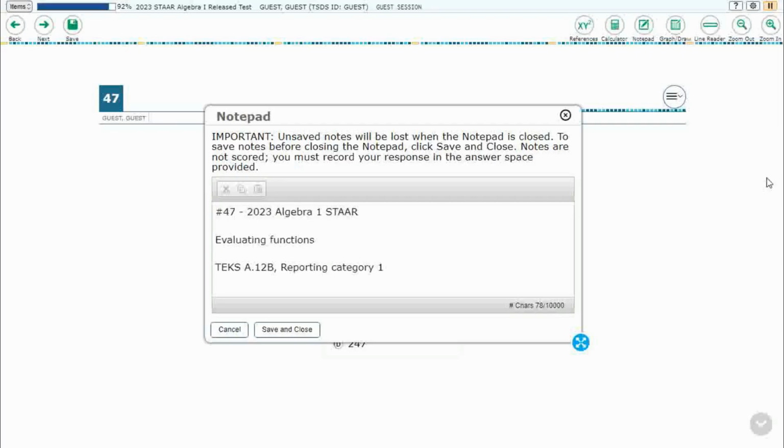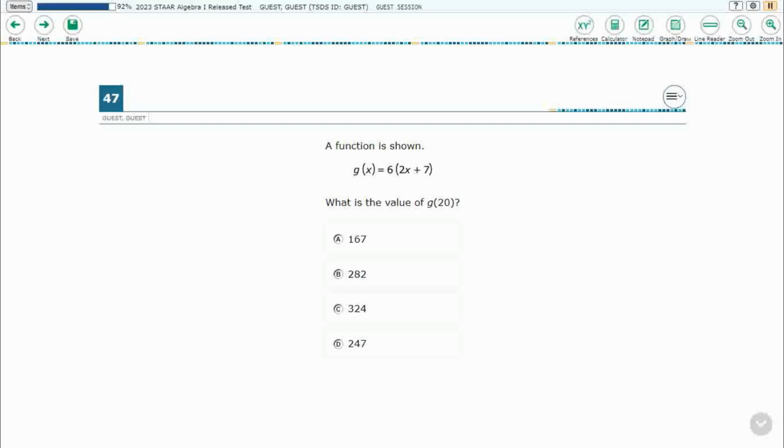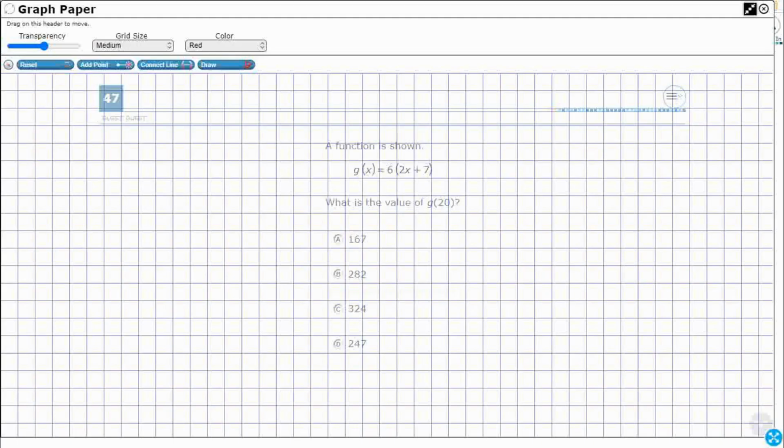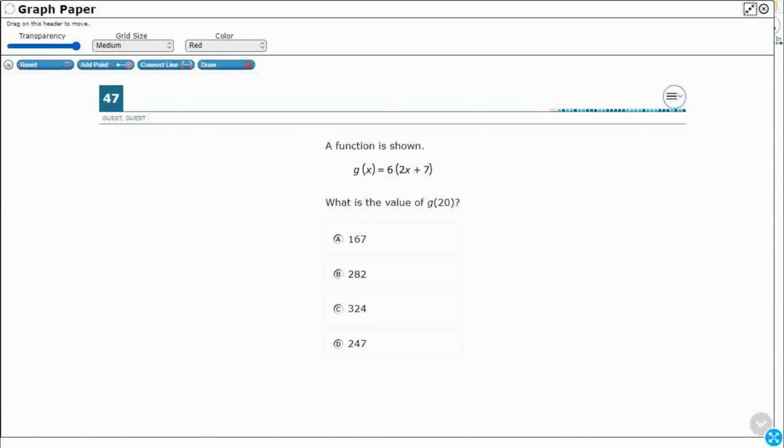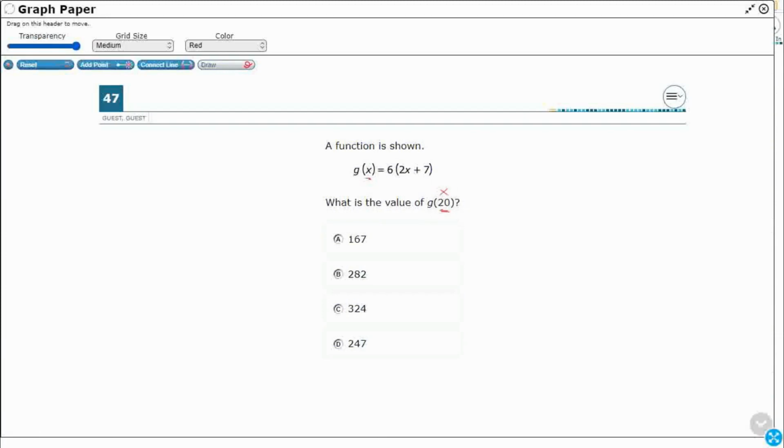Number 47 has us evaluating functions. This is TEKS 8.12b, reporting category 1. Pretty straightforward here. We've got a function, g of x, and we want to know what g of 20 is. Now that particular notation might confuse us a little bit if we're not used to it, but look at g of x. Look what we're substituting in. That's where that x was.